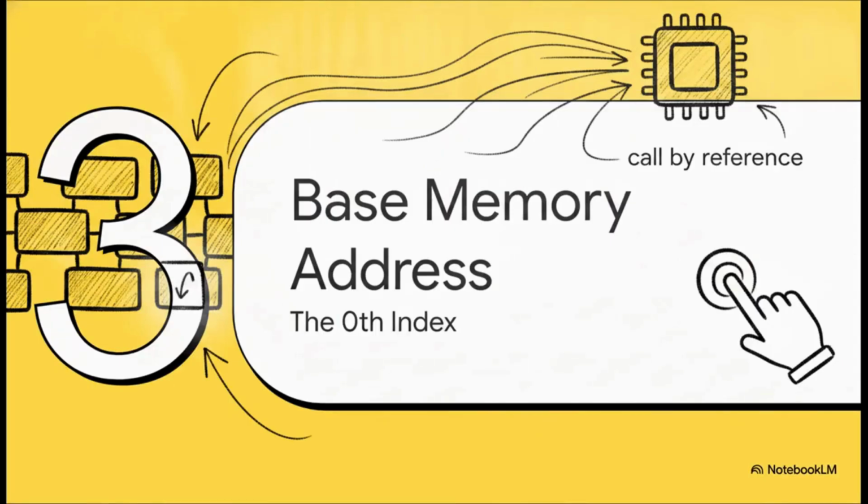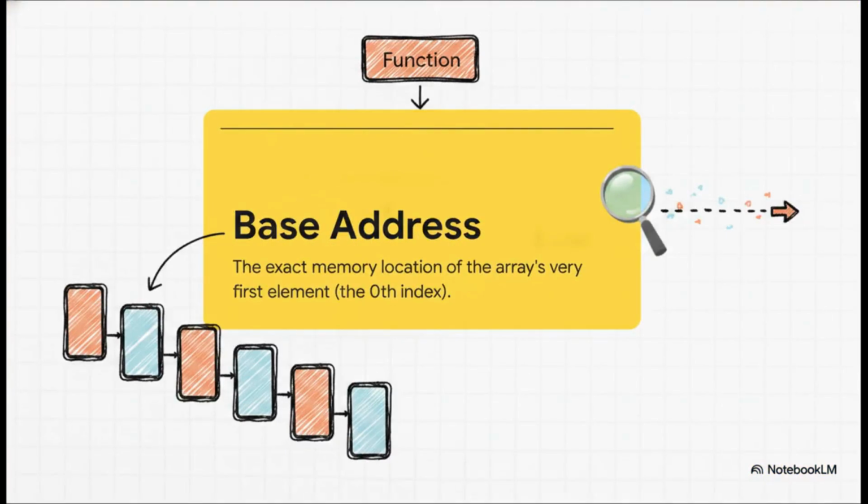Moving right along to section 3, the base memory address. The real trick here is understanding how C++ actually looks at the name of an array when it sets up this call by reference. The base address is just the exact memory location of the array's very first element, what we developers call the 0th index. By default, when you pass an array by just typing its name, you're literally just passing a pointer to this 0th index. So let's say your computer stores the start of your array at memory address 1000. When you pass the array's name into your function, you are handing the function the number 1000. That's it. That is the whole secret to how arrays move around your program.